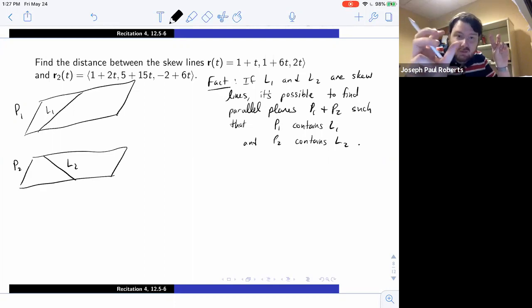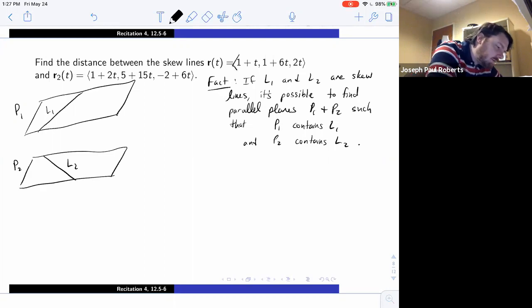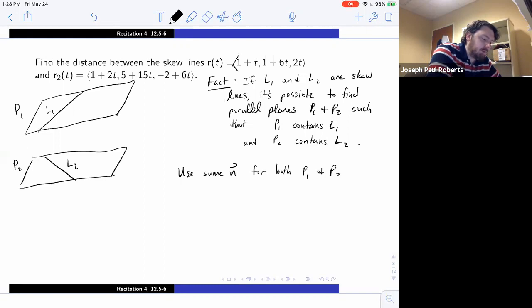We're going to prove this statement by construction, that I'll come up with P1 and P2. And sorry, it looks like I have a slight little typo there with my vector angled brace. I don't know what you call that. All right, so how are we going to find these planes? So the idea is that they're parallel planes. And so we'll use the same n for both P1 and P2.